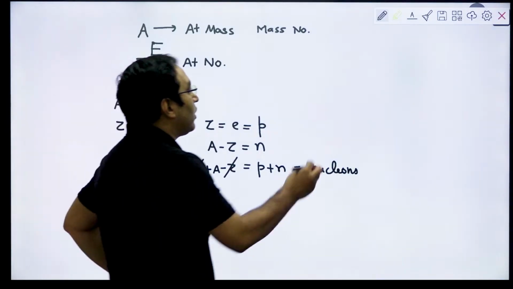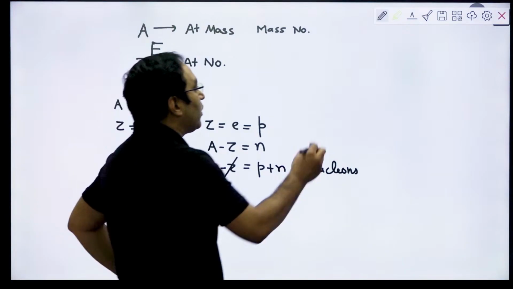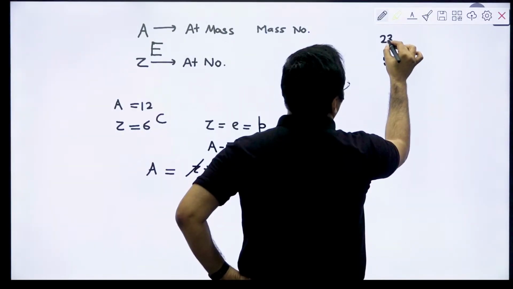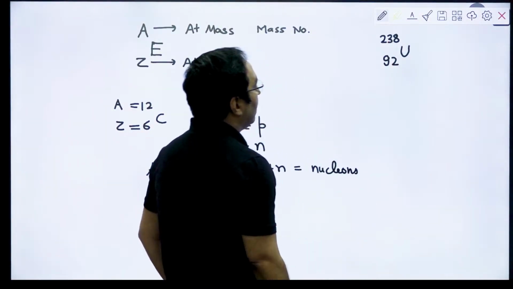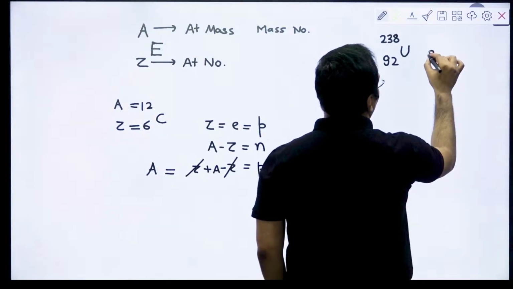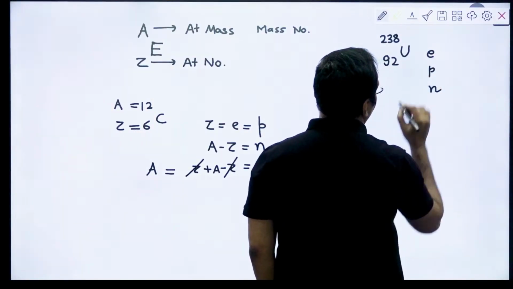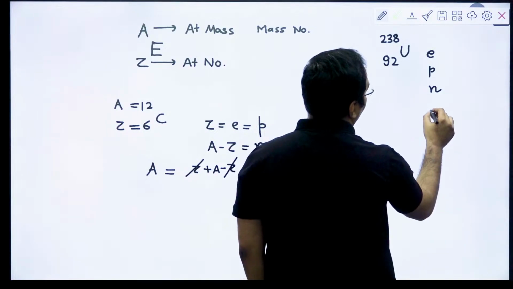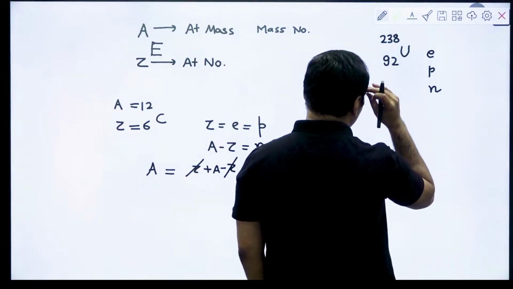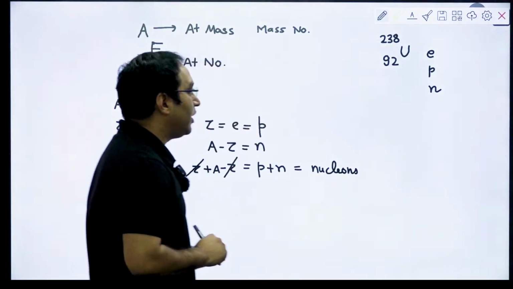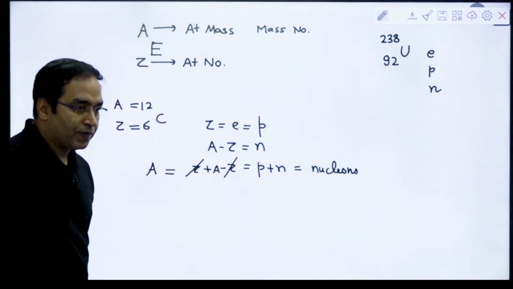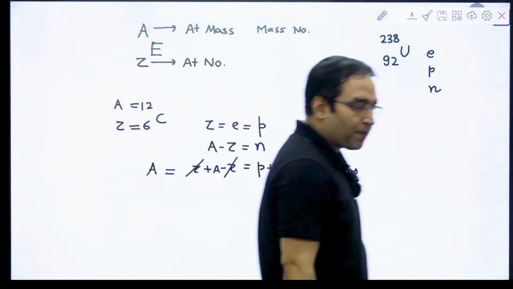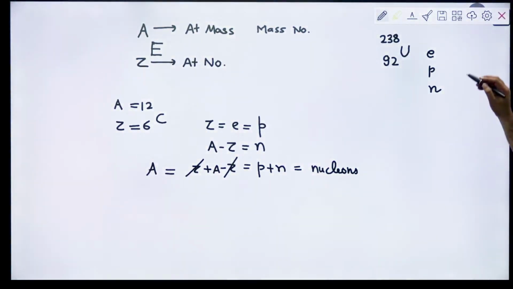So quickly solve one question. 92 uranium 238. Find out EPN. Okay, find out EPN. Find out these values for 92 uranium 238. Quickly. Electron, protons and neutrons. कितने होंगे? So answer should be what? 92, 92 and 146. कर लोगे?